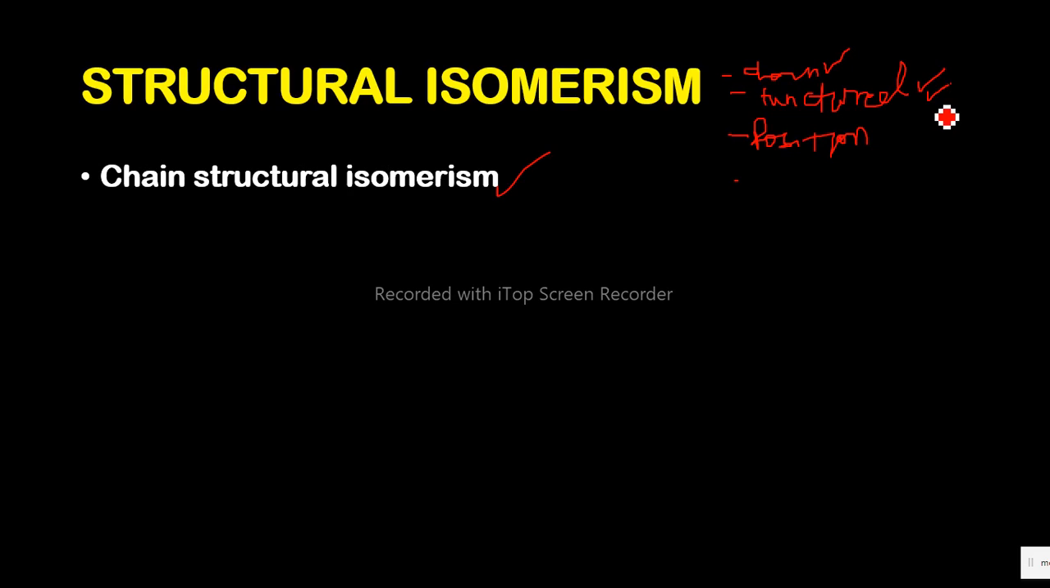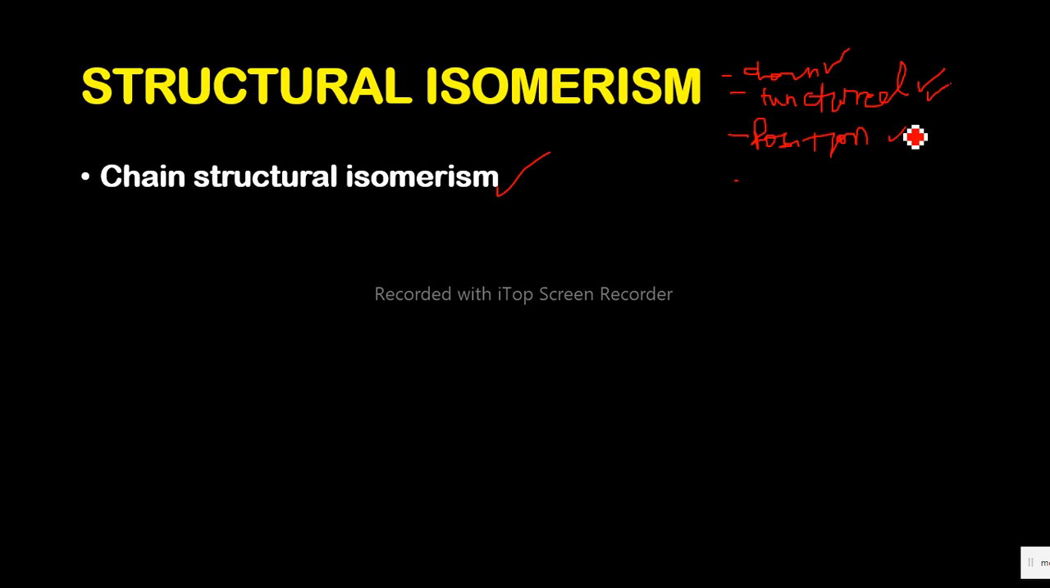Remember, functional groups refer to the atom or groups of atoms that determine the overall physical and chemical properties of a given organic compound. So you might have the same molecular formula, same atoms, everything the same, but the functional groups are the ones that differ. That is referred to as functional isomerism.